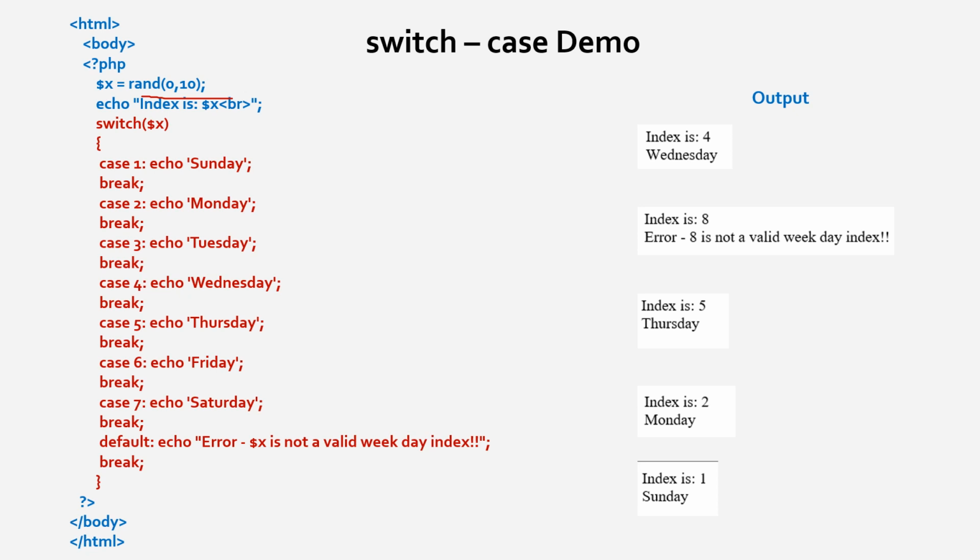Here it is mentioned 0 to 10, so the valid values are 1 to 7. For all other values it will show an error: that number is not a valid weekday index. For example, this is the output: 4 displays Wednesday, 8 shows an error, and likewise for 5 and 2. This is how the execution takes place. So this is about the switch statement.